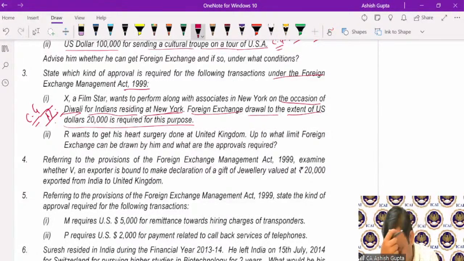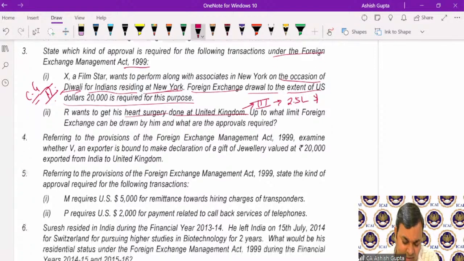Third question, second. R wants to get his heart surgery done at United Kingdom. Up to what limit foreign exchange can be drawn by him, and what are the approvals required? That will hit schedule third, limit of $2.5 lakh, right? If you can recall the current account transaction part.